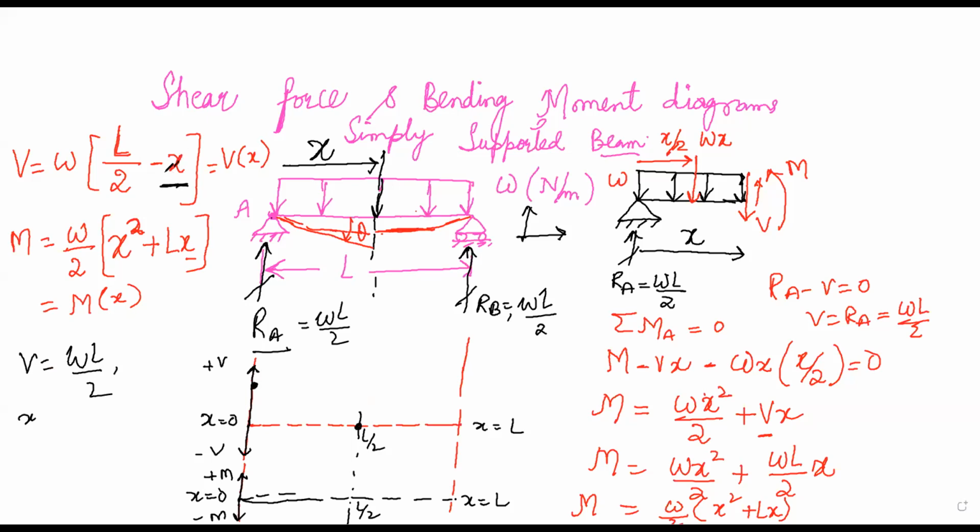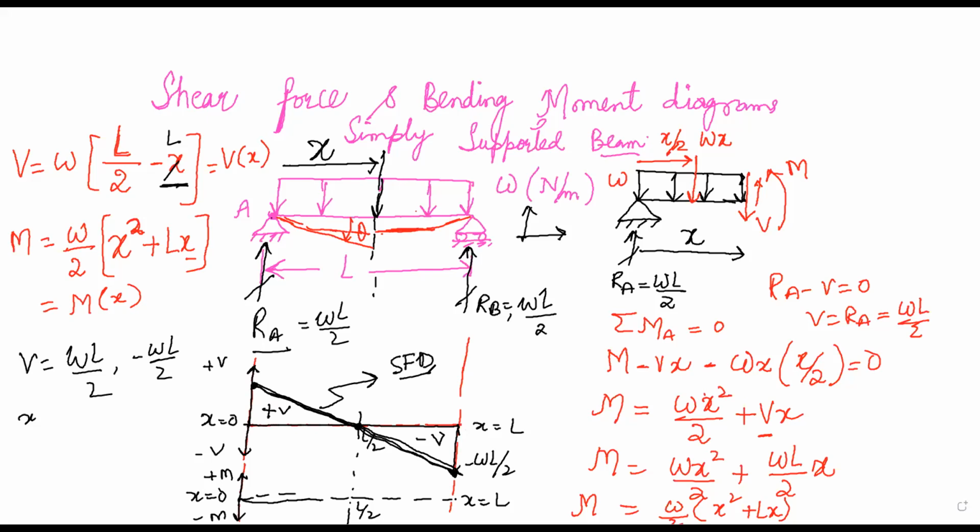Now when x is equal to L, it is L by 2 minus L. That becomes V equal to minus WL divided by 2. So this is minus WL divided by 2. And join all the 3 points with a line. Therefore, this diagram represents your shear force diagram. This is positive V, this is minus V, and this diagram is called the shear force diagram, SFD.